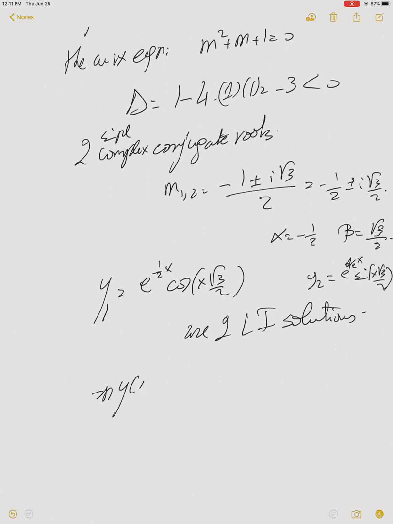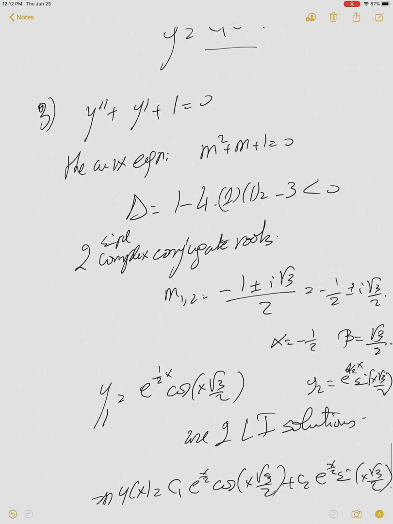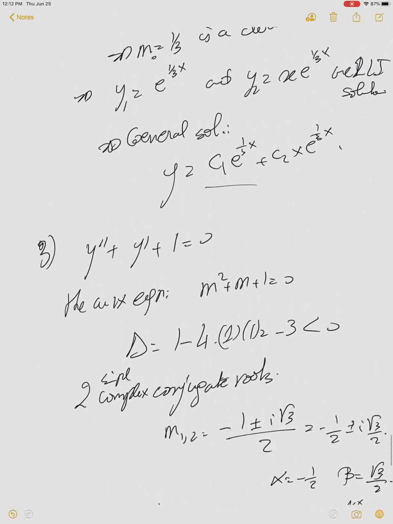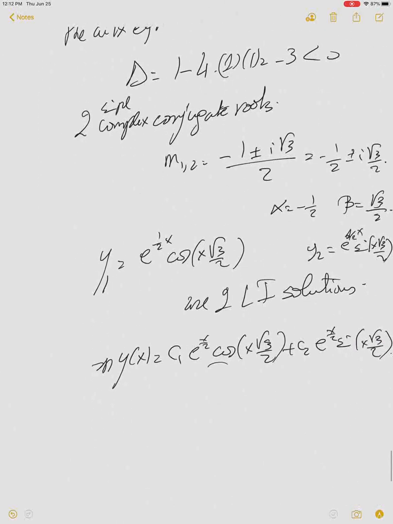And this implies that y of x equals c1 e to the minus x over 2 cosine x square root of 3 over 2 plus c2 e to the minus x over 2 sine x square root of 3 over 2. Now the book, in this case and in this case, takes the exponential as common factor. I don't like it a lot because I want you to see here that this is my first solution, this is my other solution. Okay, I will stop here and continue in the next video.